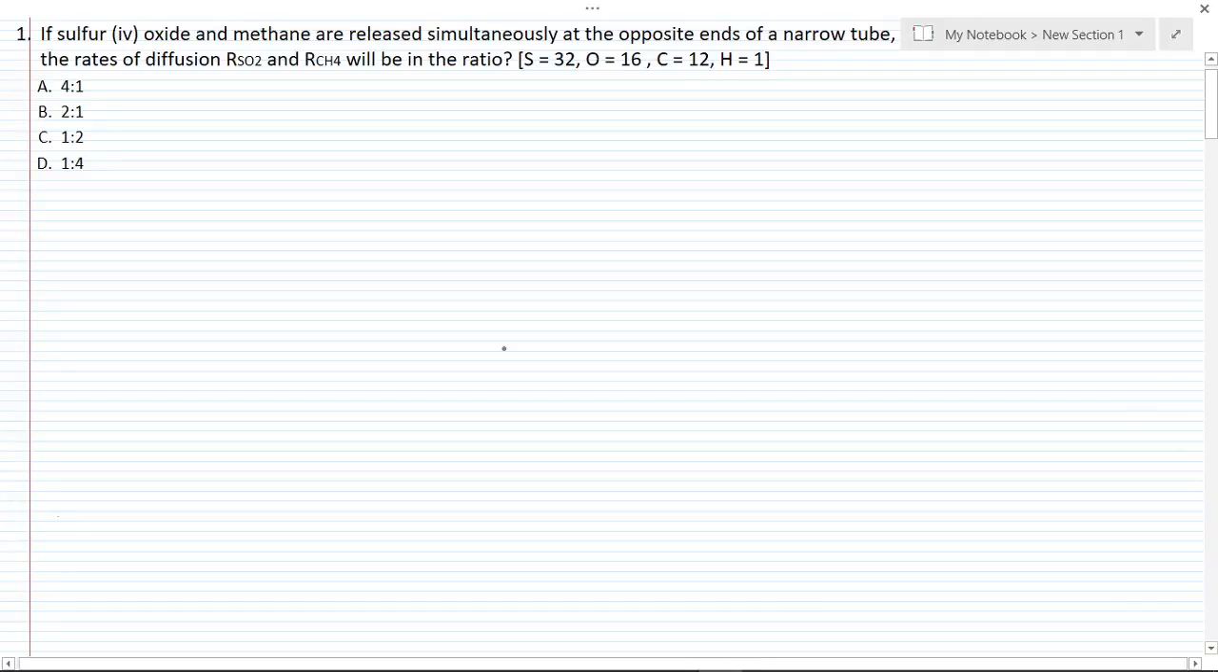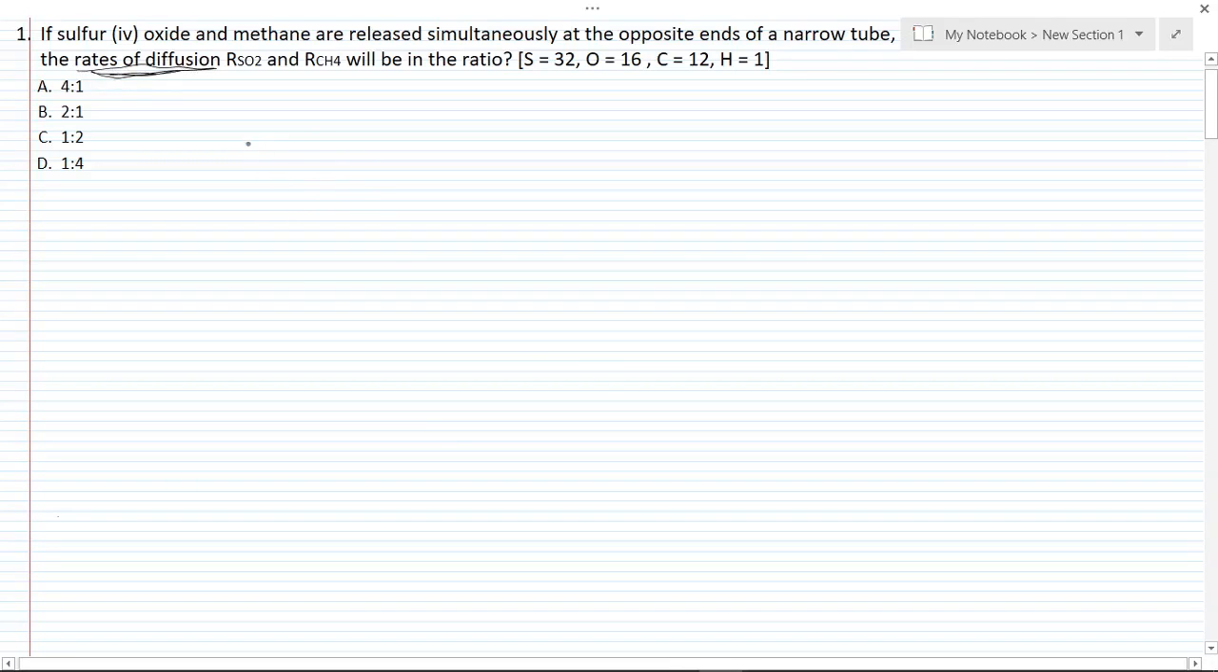Question 1 says, if sulfur IV oxide and methane are released simultaneously at the opposite ends of an arrow tube, the rate of diffusion RSO2 and RCH4 will be in the ratio A 4:1, B 2:1, C 1:2, and finally D 1:4. So in this question, the keywords are rates of diffusion.